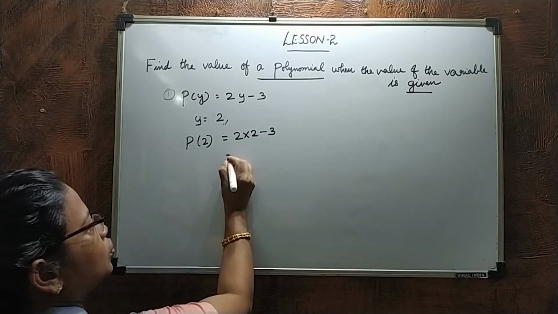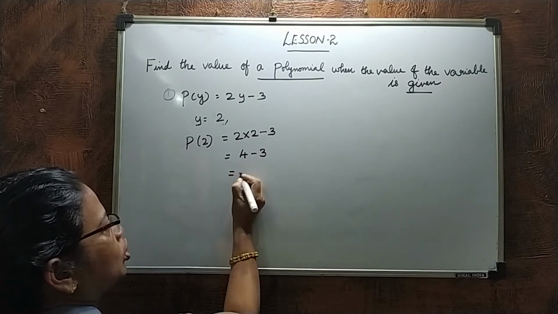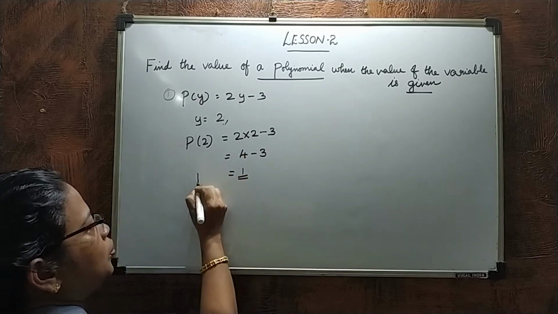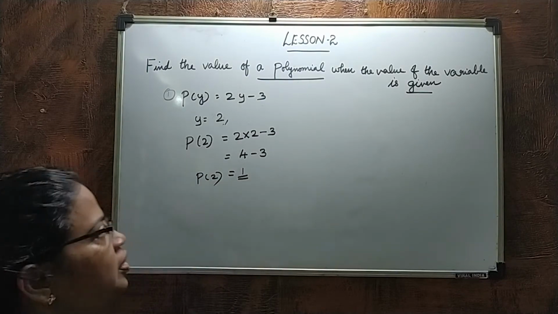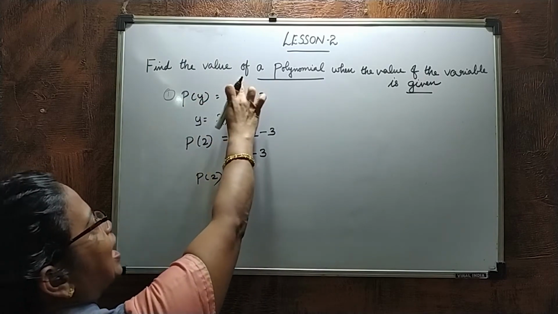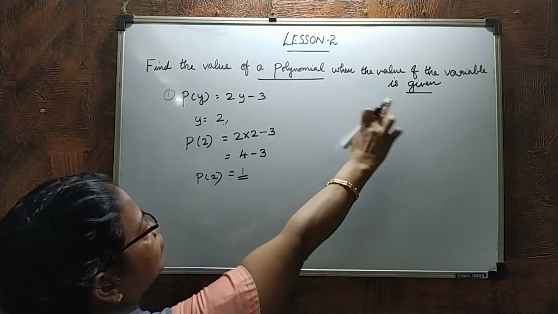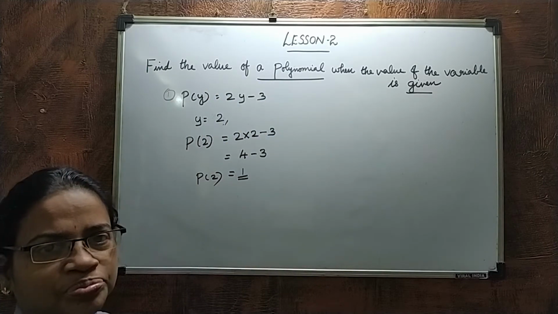What will you get now? 2 into 2 is 4. 4 minus 3. What will you get as the answer? 1. So, P of 2 equals 1. What is the meaning of that? When this is the polynomial and the value of the variable is given, you can find out the value of the polynomial.